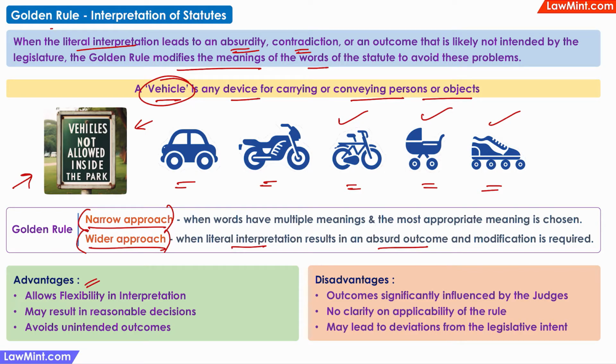The advantages of the golden rule are that it allows for flexibility, it allows for reasonable decisions, and it can avoid unintended outcomes. At the same time, a possible disadvantage is that the outcome of an interpretation is significantly influenced by the judge, because a lot of this interpretation process is left to the discretion of the judges. Also, there are no specific tests on when the golden rule can be applied and when it should not be applied. And sometimes the interpretation that is done using the golden rule may actually turn out to be different from what the legislature actually intended with the statute.